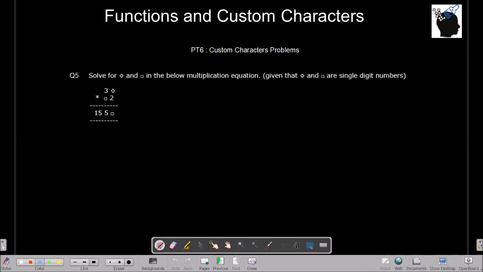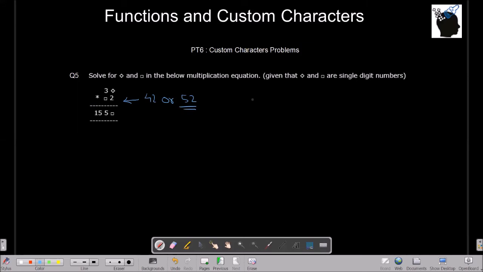Let's try one more. Solve for diamond and square in the below multiplication equation. It is given that diamond and square are single digit numbers. So we are multiplying two two-digit numbers, one in 30s and the other two-digit number, to get 1500 something. We know 30 multiplied by 50 is 1500. That means this number should be either 42 or 52. Because if it is 60 something, then it will cross 1800. And if it is 30 something, this will be somewhere around 1000. So this can be 42 or 52.